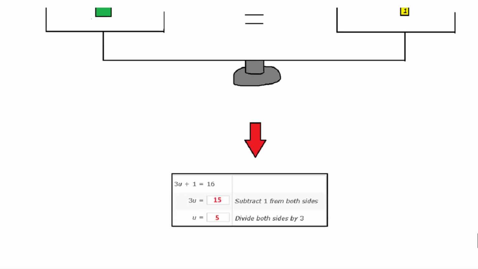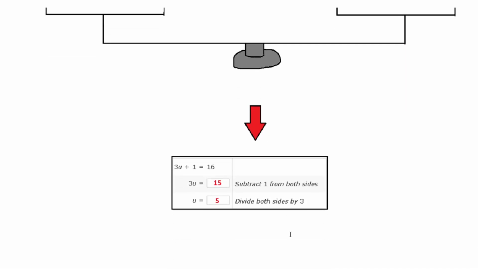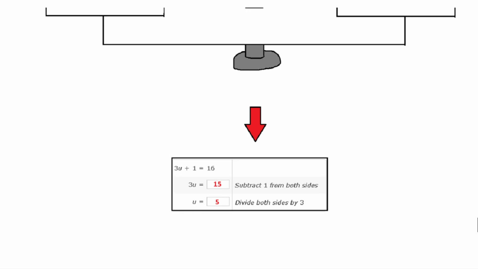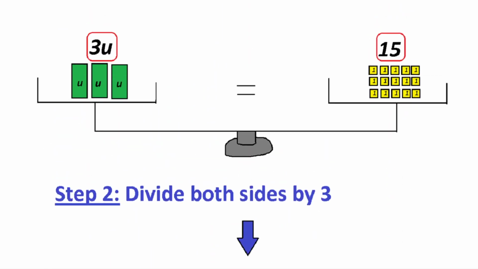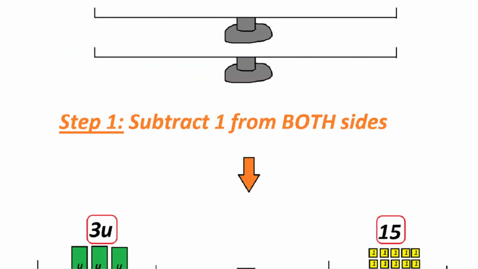And then finally, for the IXL, you would just put in your answers here. We subtracted 1 from both sides. It left us with 3u on the left, and then 16 minus 1 gave us 15. And then we divided both sides by 3. Dividing 3u by 3 gave us u. Dividing 15 by 3 gave us 5. So that's why this works. That's how you can think about it with a picture.